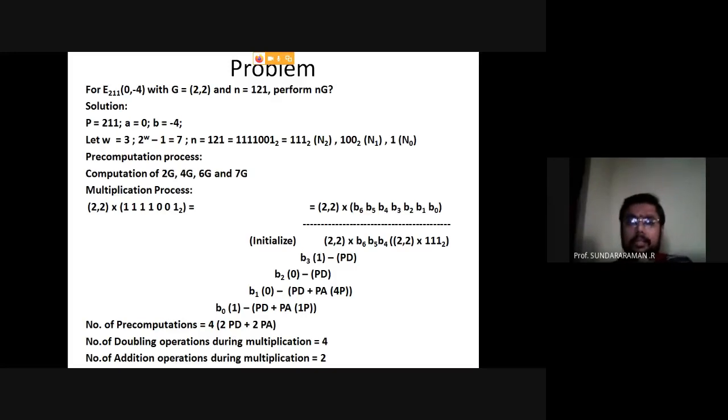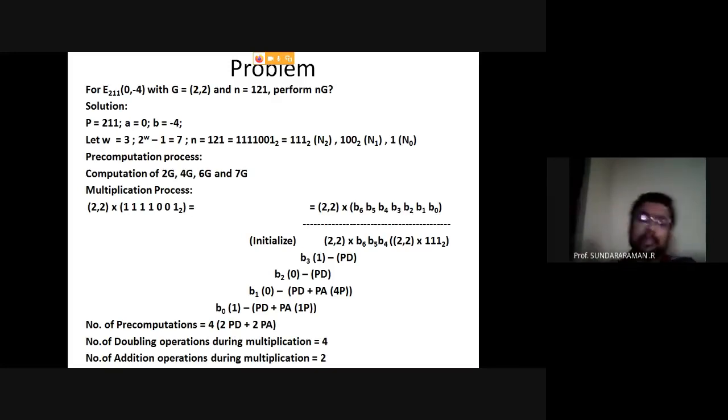So first we have to initialize it. For b6, b5, b4, we have to perform 7g, but as we had already computed 7g, we can directly use it. So whenever 7g comes in, you need not do the computation process. This is the biggest advantage of the window scalar multiplication process. So you are performing that. After that, what we have to do?